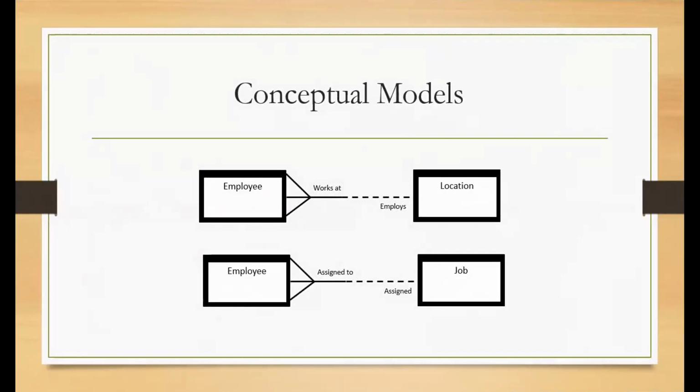Here is the conceptual model for business rules 1 and 2. As you can see, each employee works at one and only one location, and each location may employ one or more employees. And the same with employee to job: each employee is assigned to one and only one job. Each job may assign one or more employees.